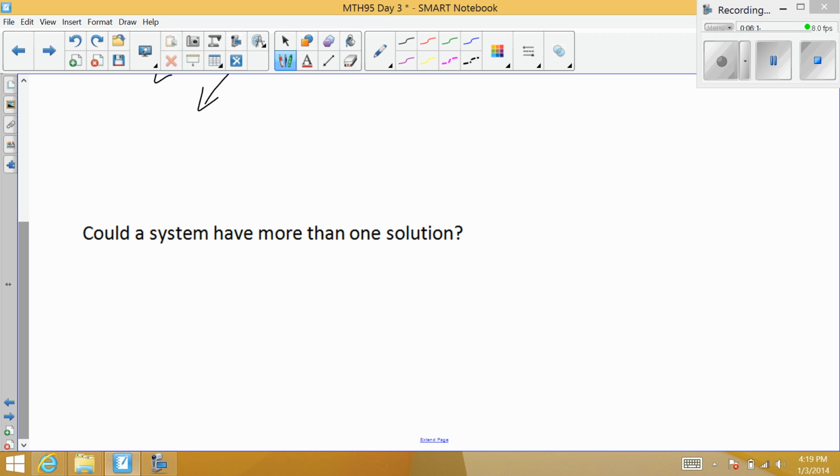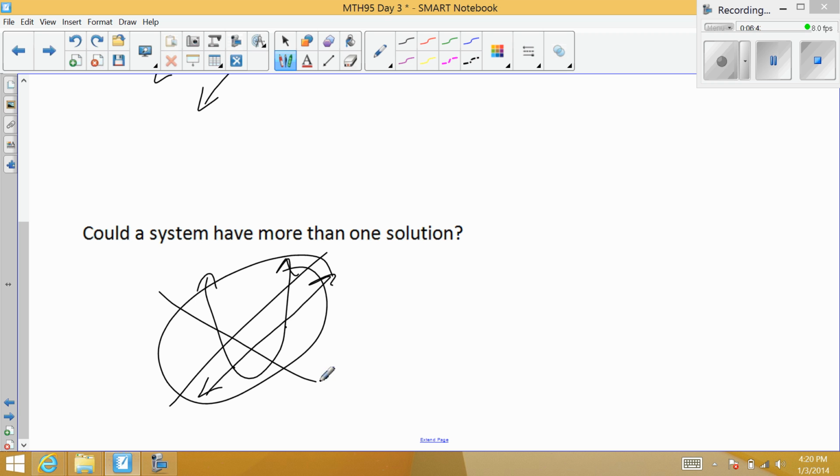I have a special case to think about. Could a system have more than one solution? So if you've got a straight line, is there a way another straight line could touch it in more than one point? Now, if we had another function that wasn't a straight line, such as a parabola, we could get two points of intersection, have two solutions. We'll talk about those in Math 111. We're not going to talk about that in this class, so don't worry about it.